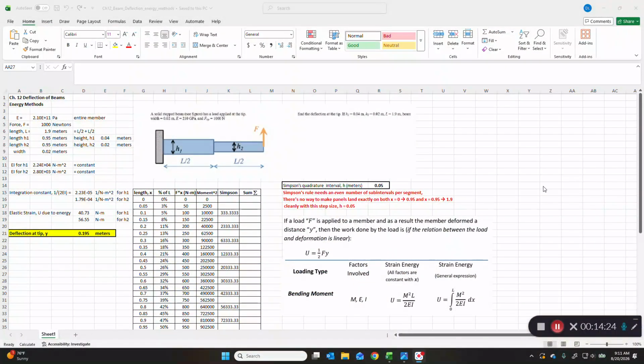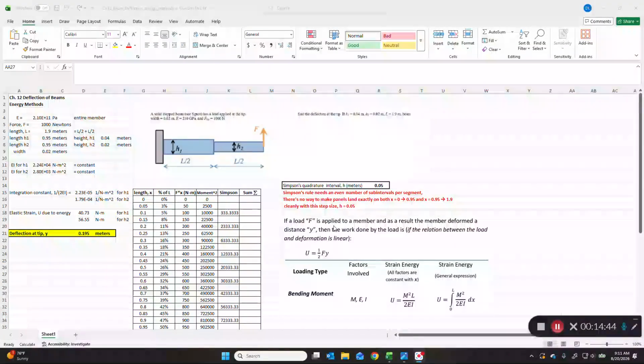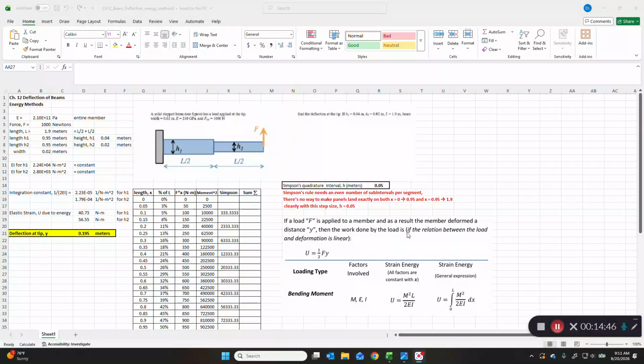Okay, last problem by energy methods. Very interesting here. This is on an assumption that if a load F is applied to a member, here's a stepped beam, and as a result the member deforms at distance y, so there's going to be a deflection in y upward at the tip. The work done by that load, if the relation between the load and deformation is linear, which it is, is given as this equation: U equals 1/2 of the force applied times the deflection, y.